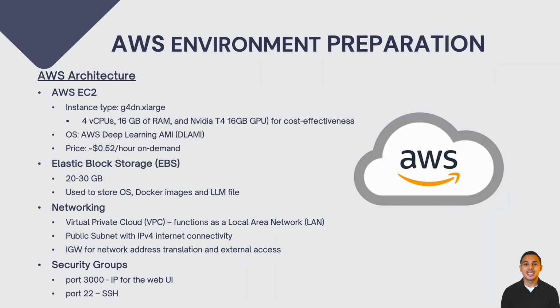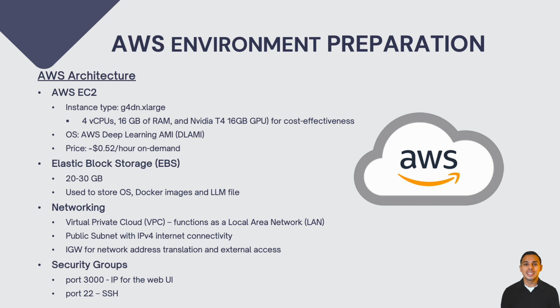Picking the right EC2 instance is key to performance and cost when running this. We chose the G4dn.xlarge, which offers 4 virtual CPUs, 16 gigabytes of RAM, and an NVIDIA T4 GPU with 16 gigabytes of VRAM. This is enough muscle to load and serve our model and runs at about 52 cents per hour on demand. The image we will use is the AWS Deep Learning AMI, an Ubuntu image preloaded with NVIDIA drivers and CUDA, so GPU support works out of the box, no extra setup required.